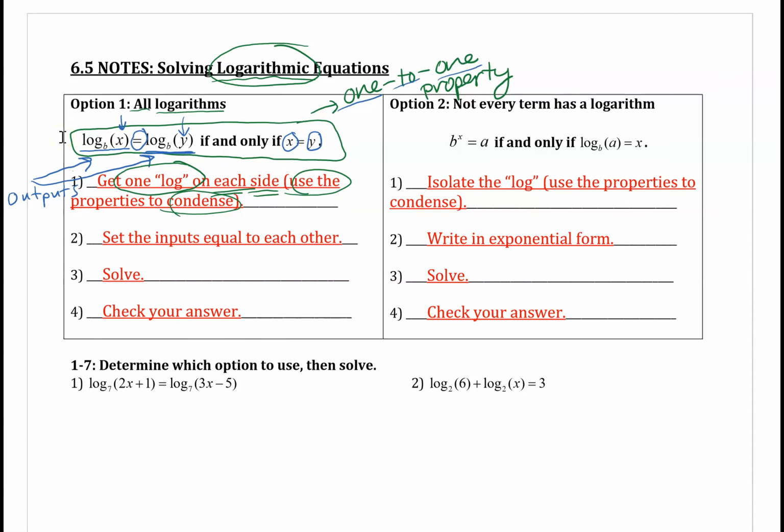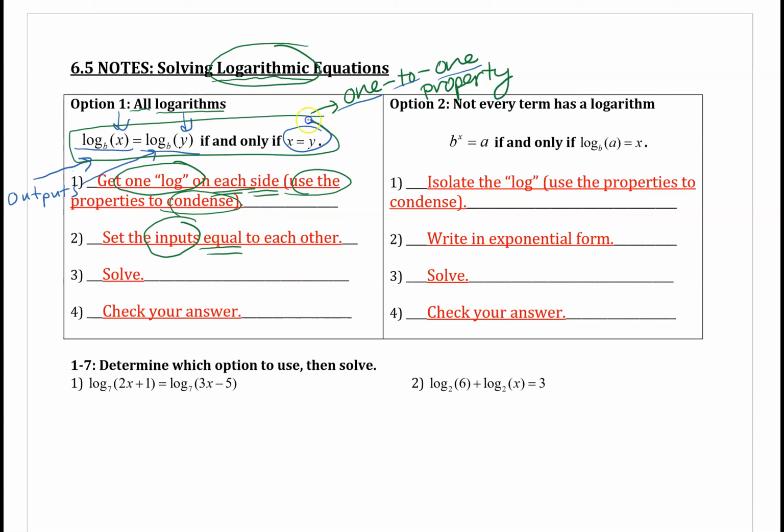And that is essentially what this expression is saying here. If these outputs are the same, whatever crazy decimal output it would be, the only way that could happen and make sense is if the thing that I plugged in was the exact same. So that's what we're doing in step 2: we're setting the inputs equal to each other, making use of this one-to-one property. Once we set the inputs equal to each other, we solve that equation, and then we check our answer.